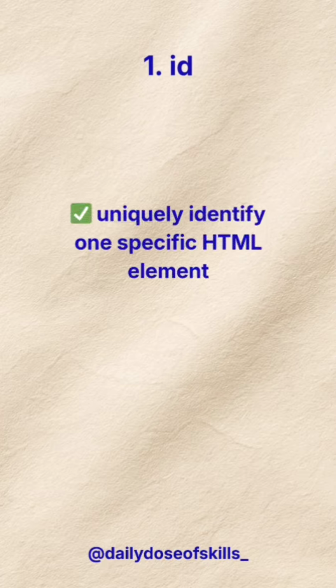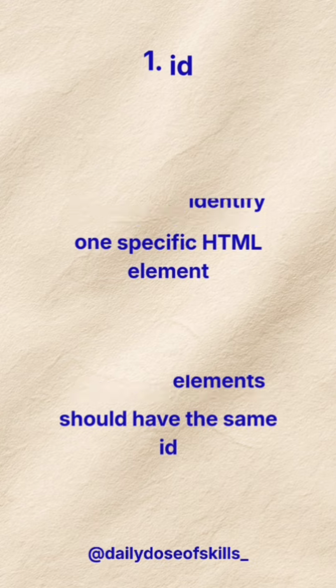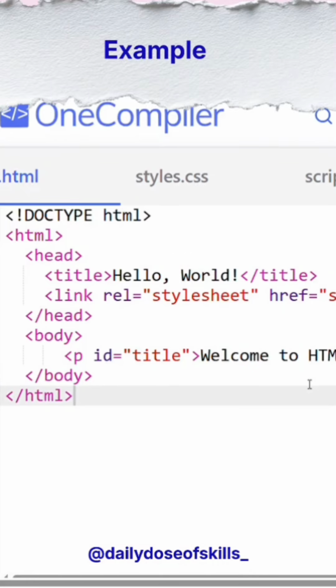The first HTML attribute is ID. ID is a unique identity for an HTML element. No two elements should have the same ID. Once an ID is used for one element, it cannot be used again for another element. This is the rule in HTML.